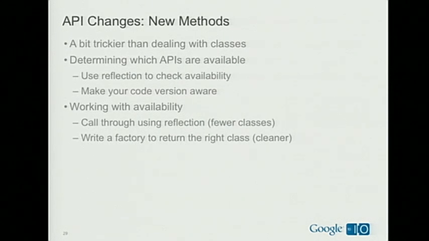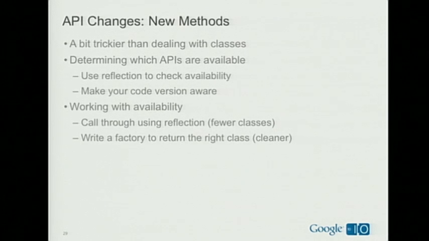But sometimes the API level changes are a bit more subtle than that. Sometimes they're just new methods, or maybe even just changed method signatures. And I think this case is a little bit trickier to deal with, but the same basic, two-phase strategy of detect and deal with is still being used.